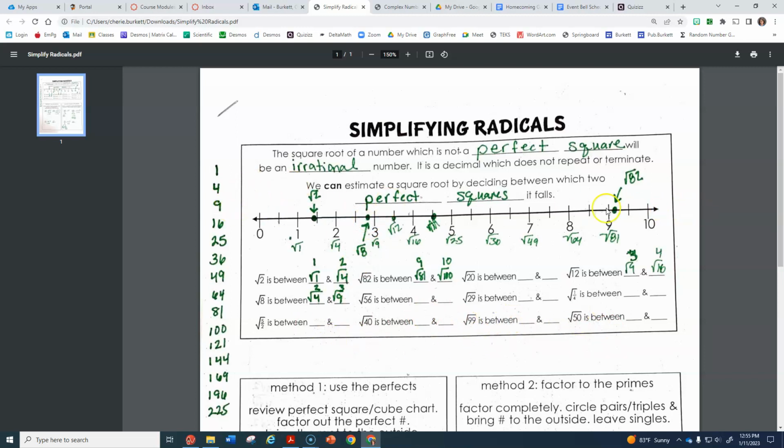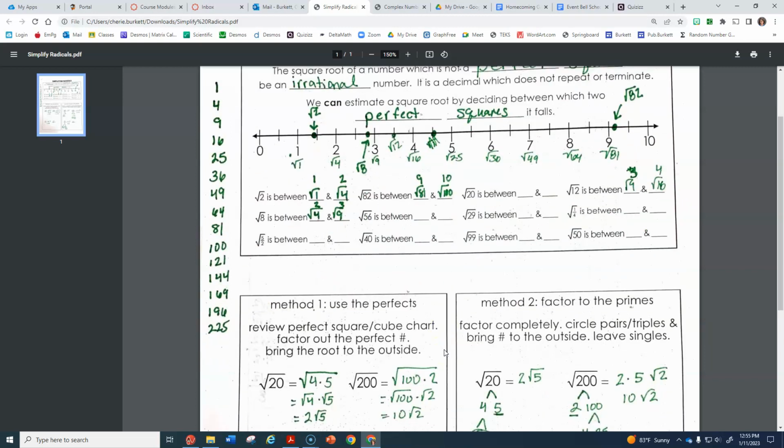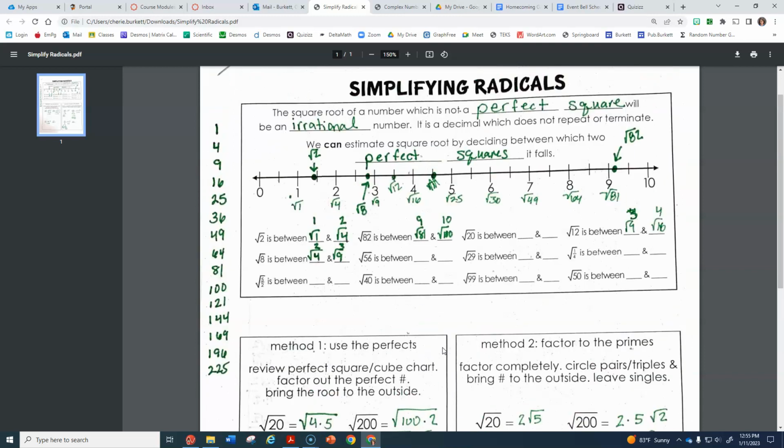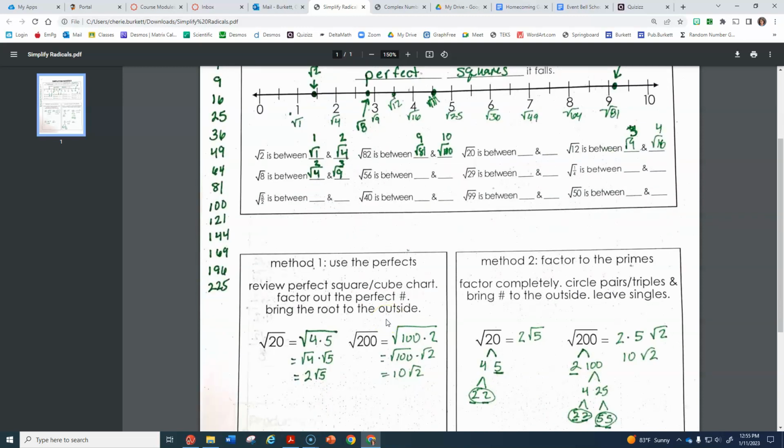So that's kind of placing them on the number line, because you need an intuitive idea of what the value of that number is. When we're solving these quadratics, we're going to be looking for x-intercepts, and the square root of 2 is going to be one of the x-intercepts.